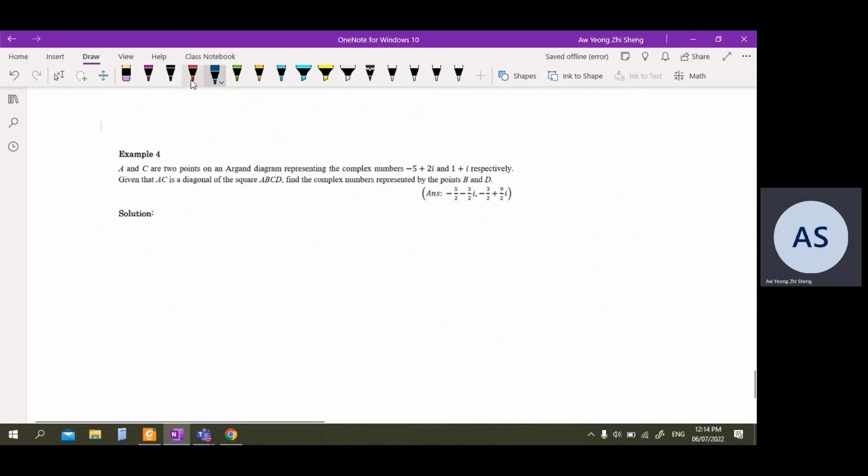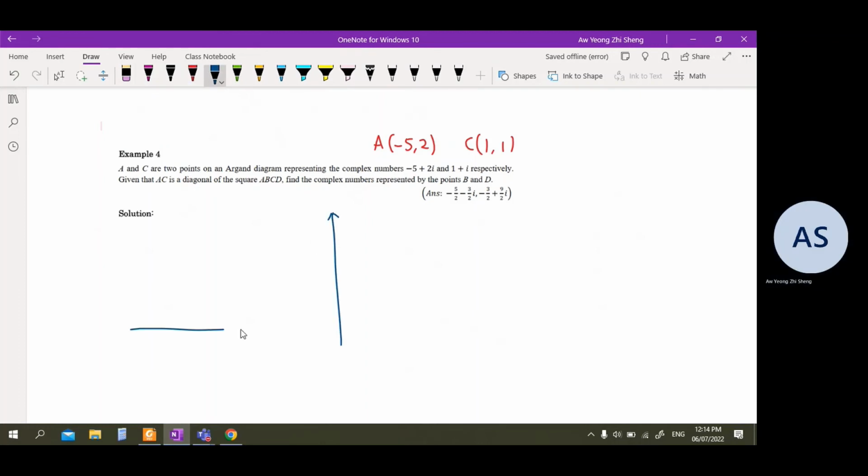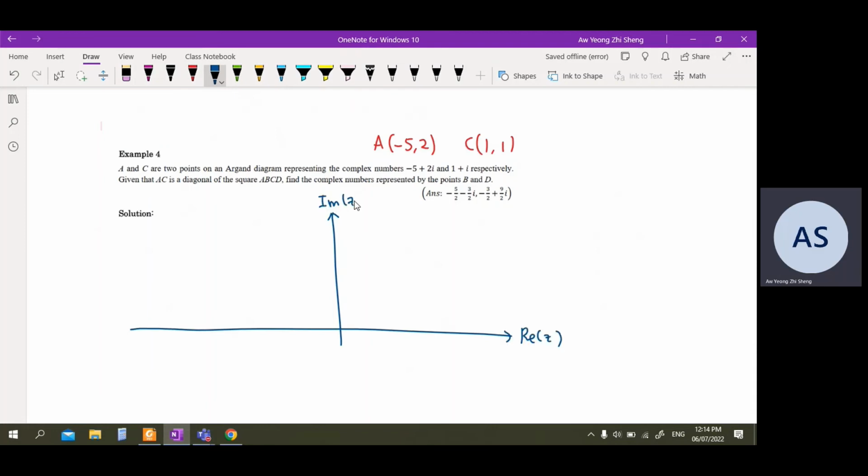A and C are 2 points on Argand diagram representing complex numbers -5 plus 2i and 1 plus i. So A is a point (-5, 2), C is a point (1, 1). AC is a diagonal of the square ABCD. Find the complex numbers represented by points B and D. So this time the information given is slightly different as compared to the previous question. This time they give us a diagonal AC. Okay. -5 plus 2i is roughly here. No marks given for the diagram, so your diagram doesn't need to be really nice.